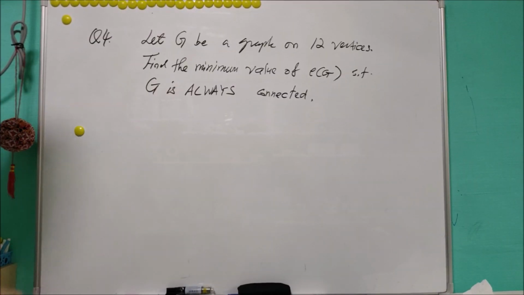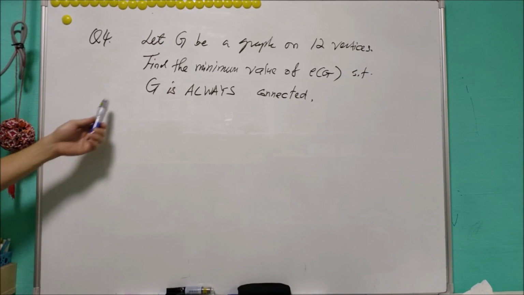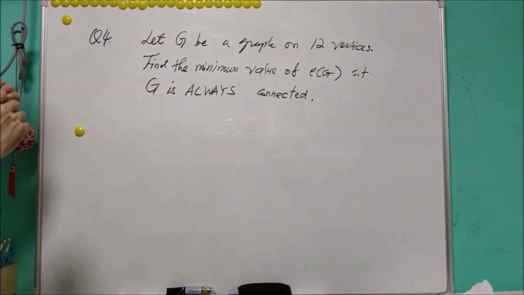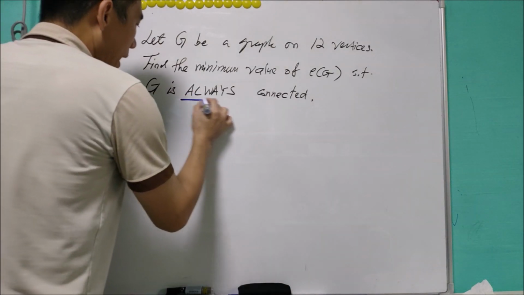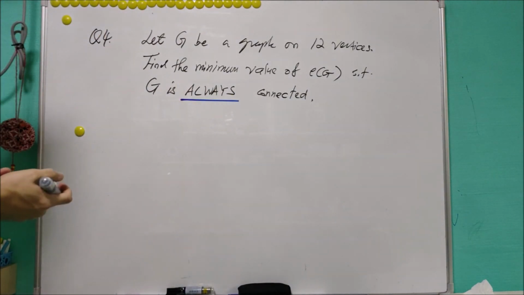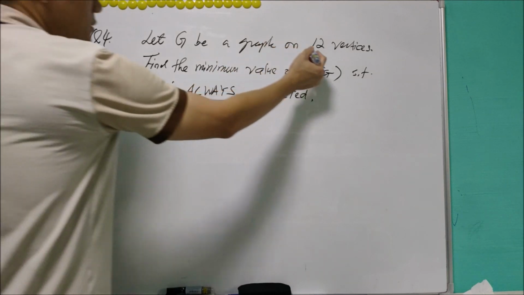So this is question 4. Let G be a graph on 12 vertices. Find the minimum value of the number of edges so that G is always connected. The key point here is G has to be always connected. G is on 12 vertices.